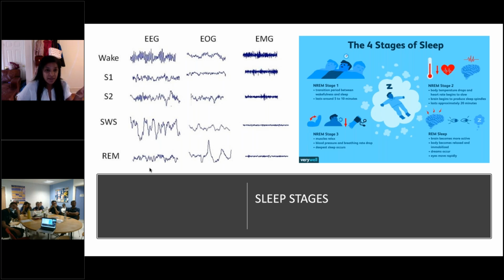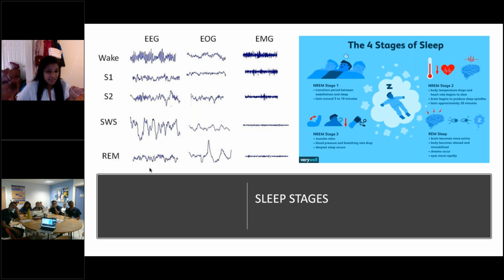This is then followed by slow wave sleep, okay, or N3, S3. It used to be S3 and S4, or N3 and N4, but now we just put them as S3. Here you can see these are quite large amplitude, low frequency waveforms. So they're quite different to the wake state. Your EOG, again, it's not doing too much, and your EMG is showing that muscle activity is really, really slowed down.